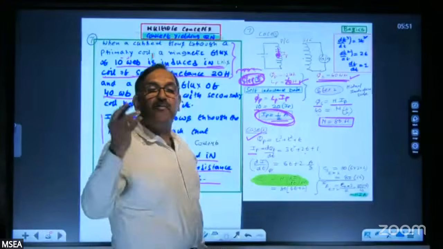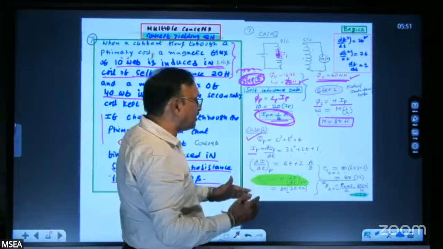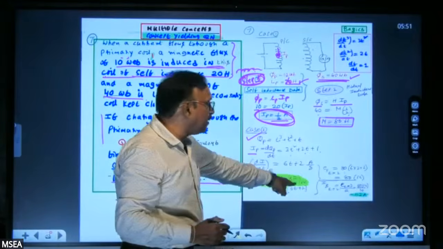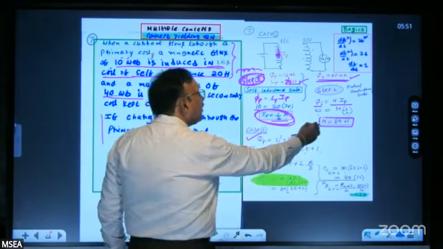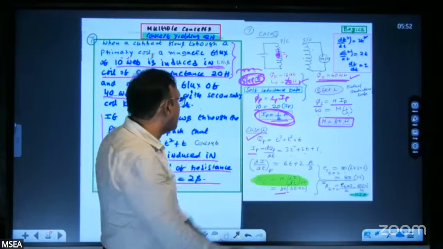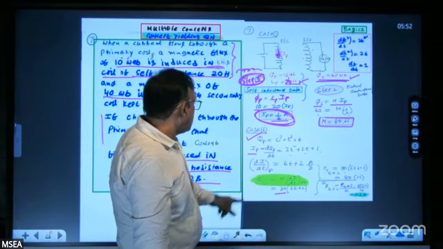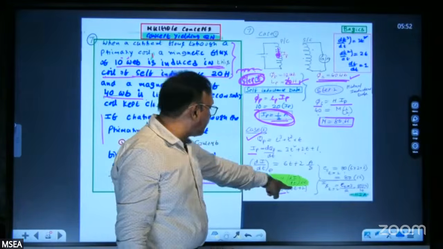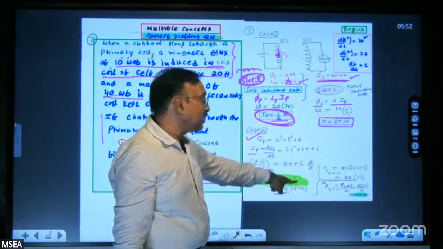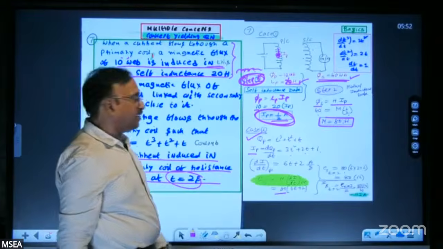What is the EMF in the secondary coil? The magnitude of EMF in the secondary coil is M di by dt through the primary coil. M we have already calculated as 80. Di by dt we got as 60 plus 2t. So this is the EMF developed in the secondary coil as a function of time t.